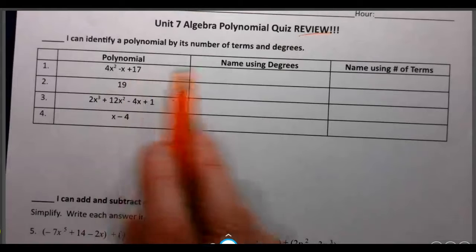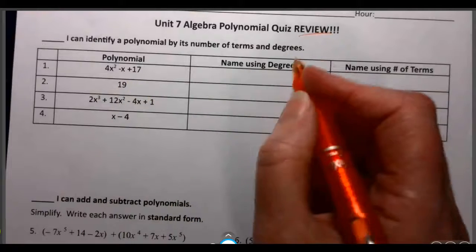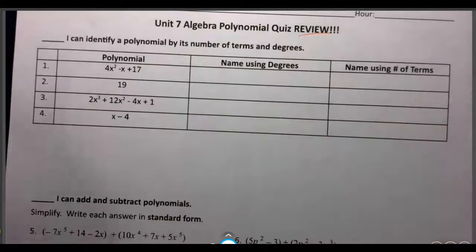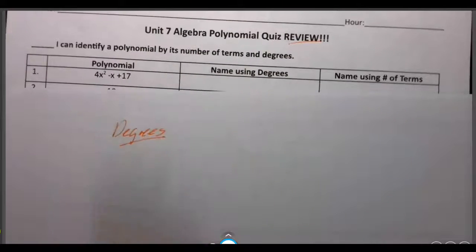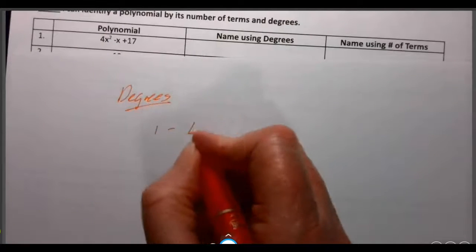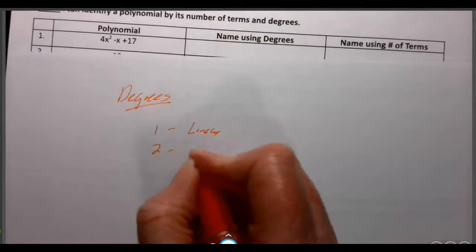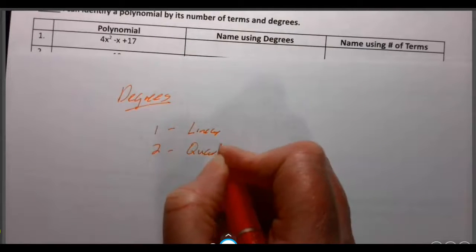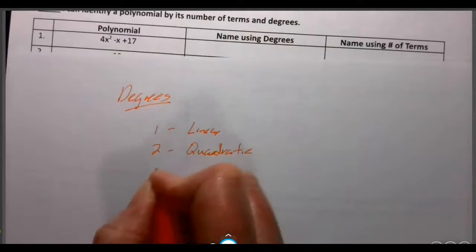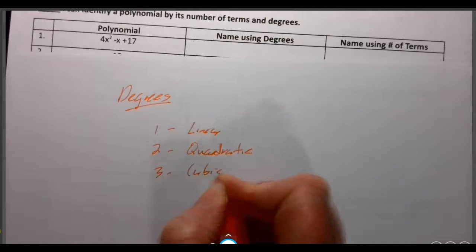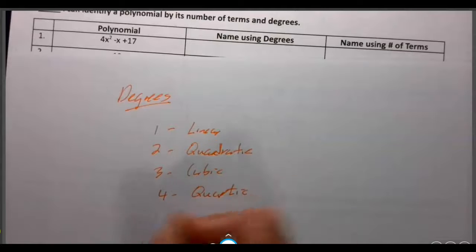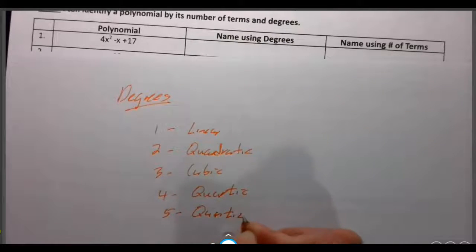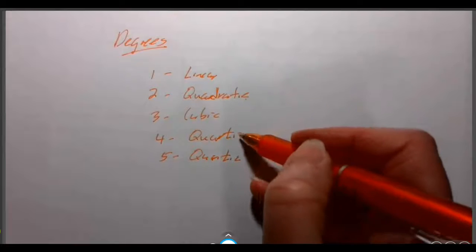So the first thing you're going to do is name the polynomial according to its degrees and according to its terms. So if we talk according to its degrees, degree of 1 is linear, 2 is quadratic, 3 is a cubic, and 4 is a quartic, 5 is a quintic, but we don't ask you that.